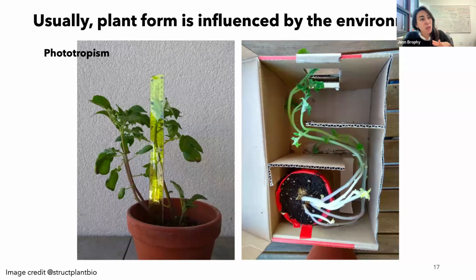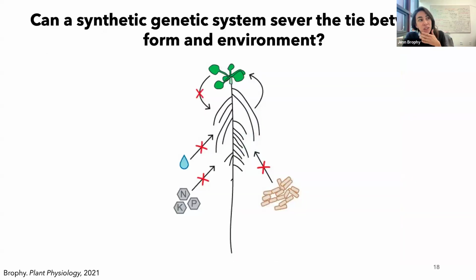How we are trying to use synthetic biology to do that type of isolation is to try to sever the tie between form and the environment, because we think if you can cut off all of these different inputs that try to influence how the plant grows, then you grow the same shape all the time and can see what the impact of something like a specific root structure is on the plant's ability to survive in a given environment.